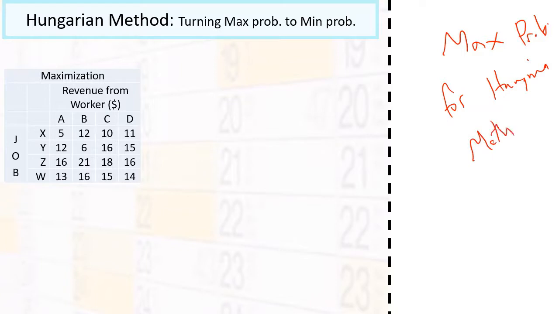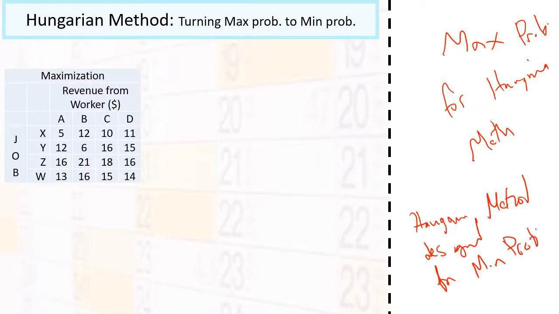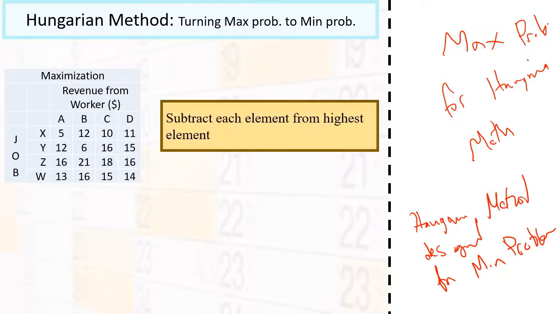So Hungarian method is designed for a minimization problem. So it is not designed for a maximization problem. So when we get a maximization problem, we need to do something extra, which is going to be taking the highest element in this table, the whole table.